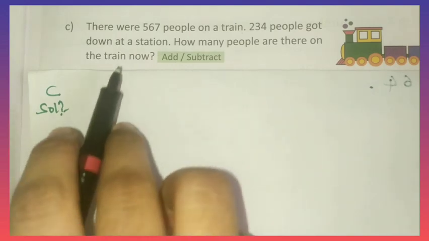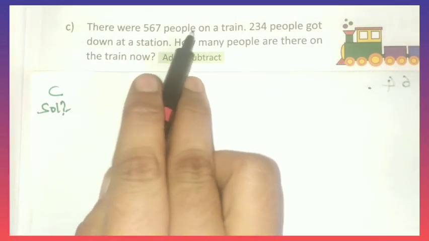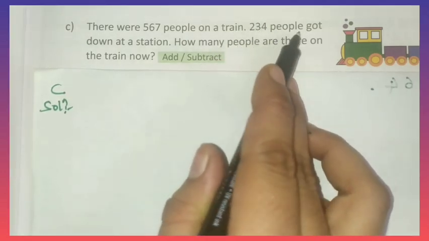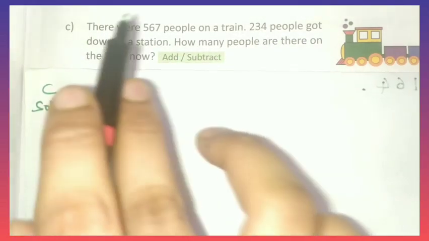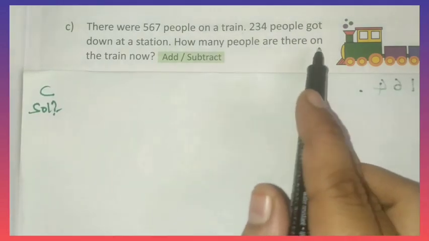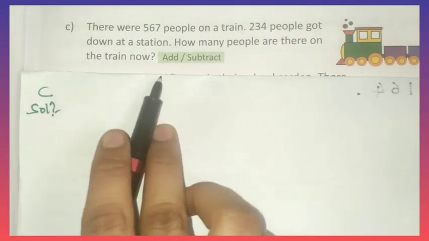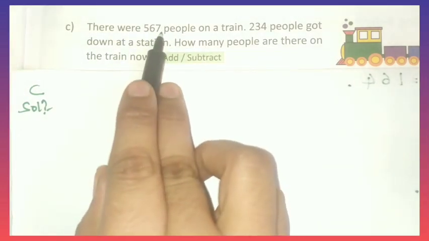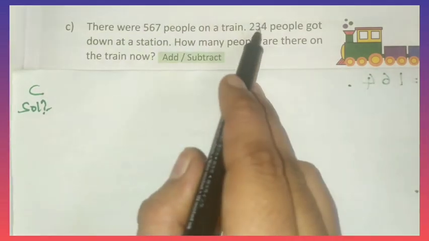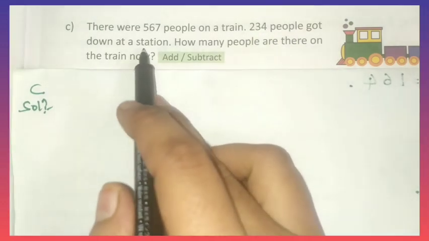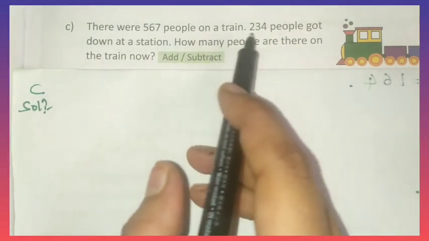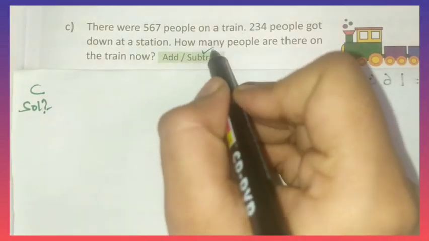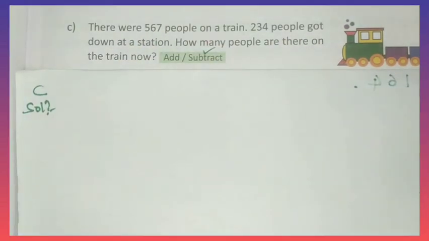Now look at C question. There were 567 people on a train. 234 people got down at a station. How many people are there on the train now? Means what we have to do, addition or subtraction? There are total 567 people. From that 234 people got down at a station. So how many people are there on the train now means what we have to do? Subtraction. Okay.